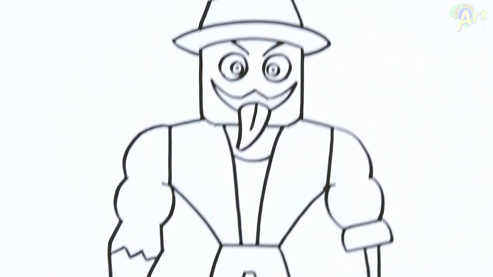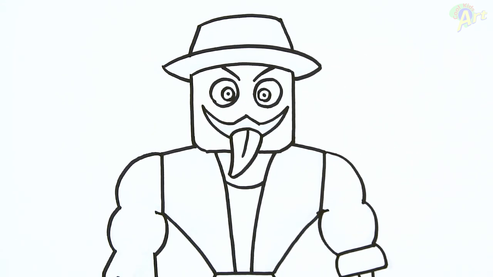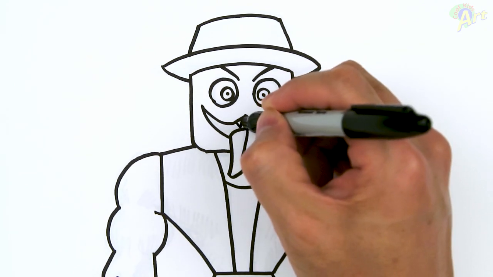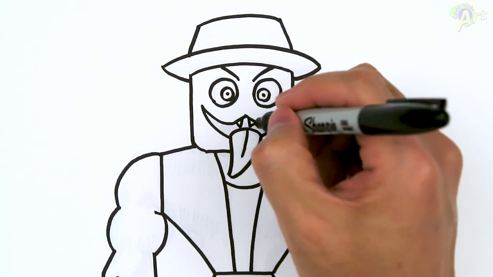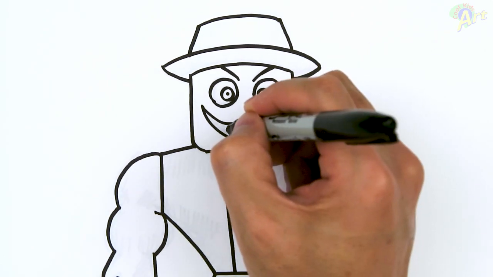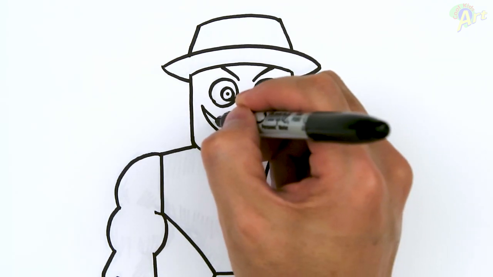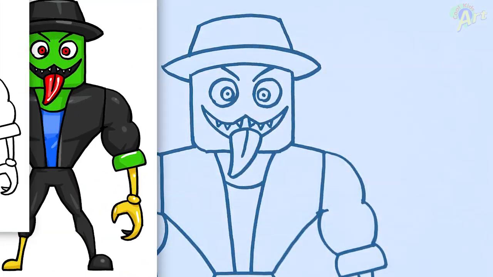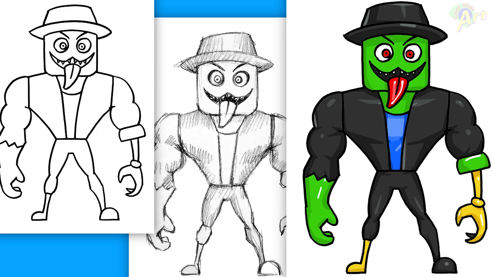Okay, and I think I almost forgot one of the coolest parts, which is gonna be his teeth right here. So these are really easy. Just draw a bunch of little angles right here. And you can draw more, but I have a Sharpie, so I can't draw it too small. And that is it for this Zombie Steve.